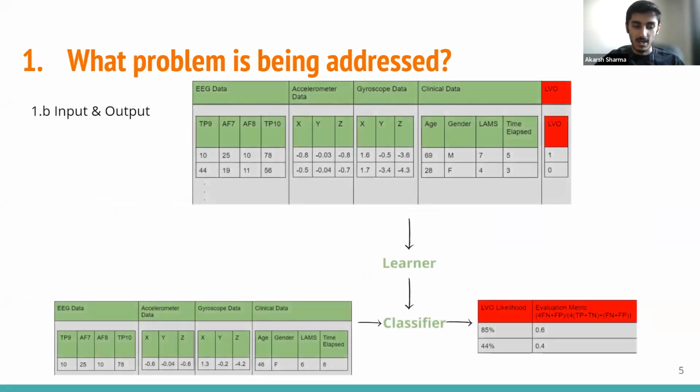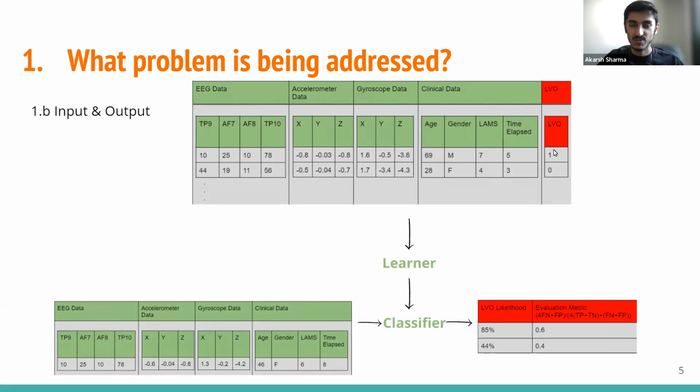As for the data set, we were provided with various different data sets for different patients, which comprised of EEG data, accelerometer data, gyroscope data, some basic clinical data, and our output variable, which we wanted to predict, LVO.